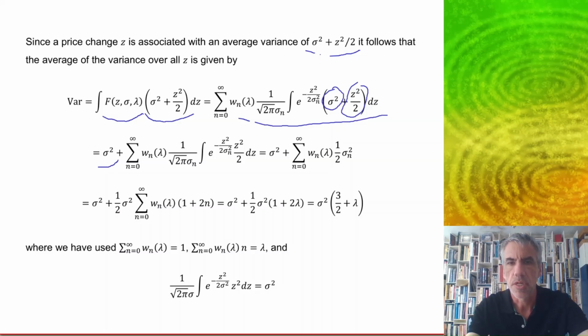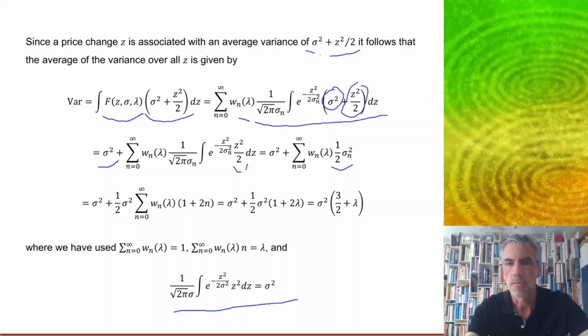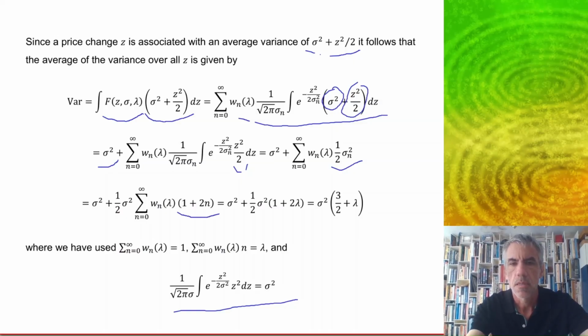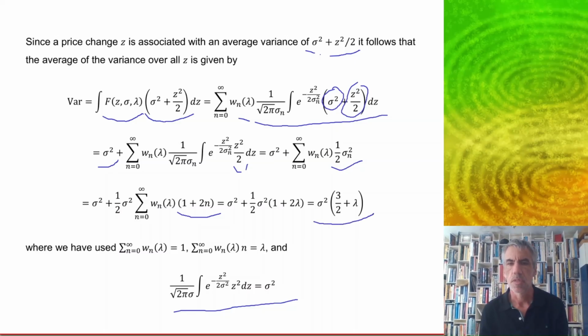And then that leaves us with this other part with the z squared over 2. For that we can use this particular relationship here, which allows us to simplify all of that so that we just get a Poisson-weighted sum of sigma n squared terms. Using the expression for sigma n, the sum works out to sigma squared times 3/2 plus lambda. So we've used a couple of relationships here, like the sum of the Poisson parameters is equal to 1 and their average is equal to lambda.